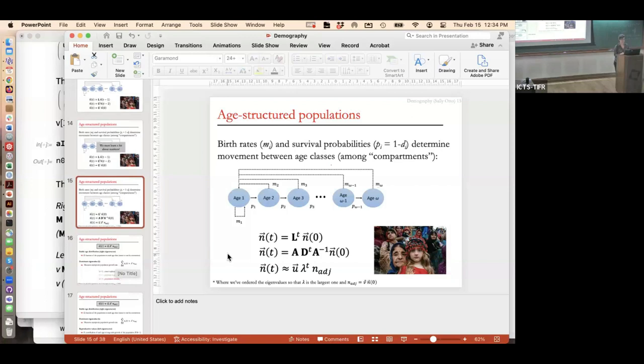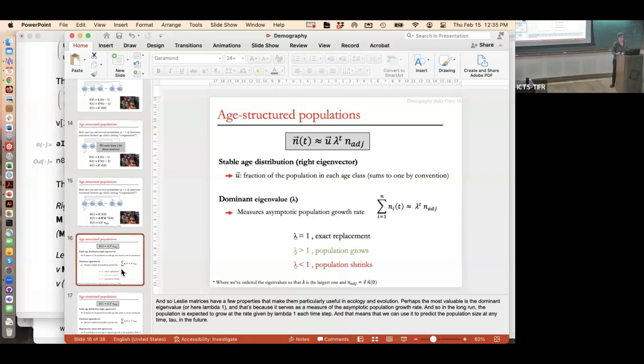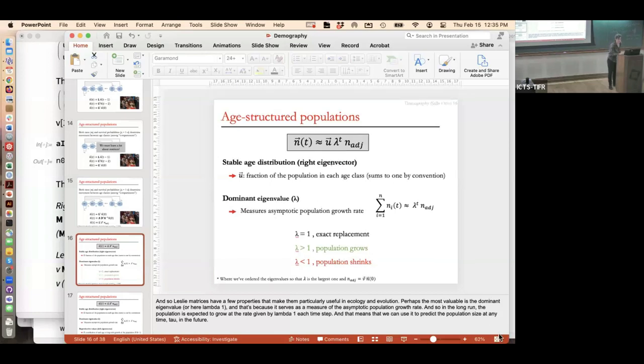All right, so this is what we were just talking about. We can write this in another form and get this approximation, where I've ordered the eigenvalues so that lambda is the largest one. And this n adjust is just the adjustment to the initial population size. All right. So that's just the same equation. And just to give us a little bit of demographic notation again, I've mentioned these terms, but just so we have them again.